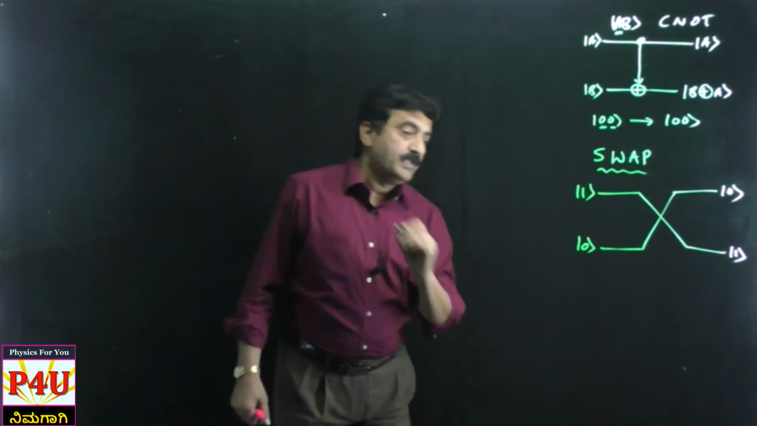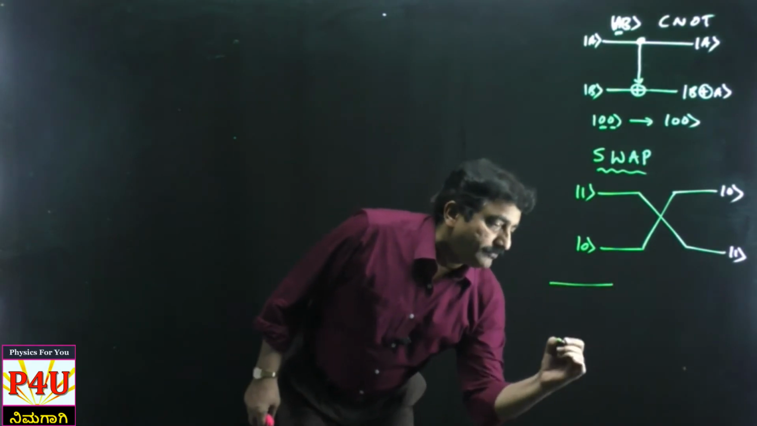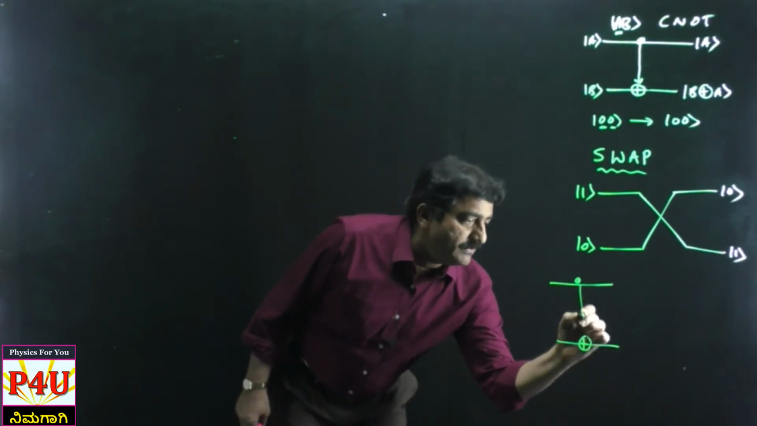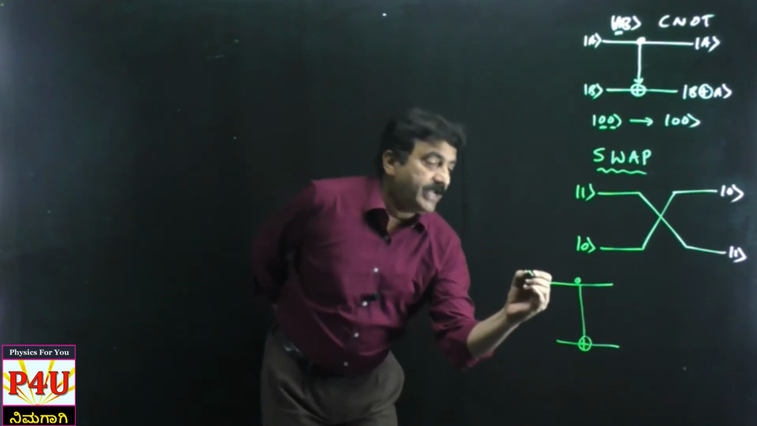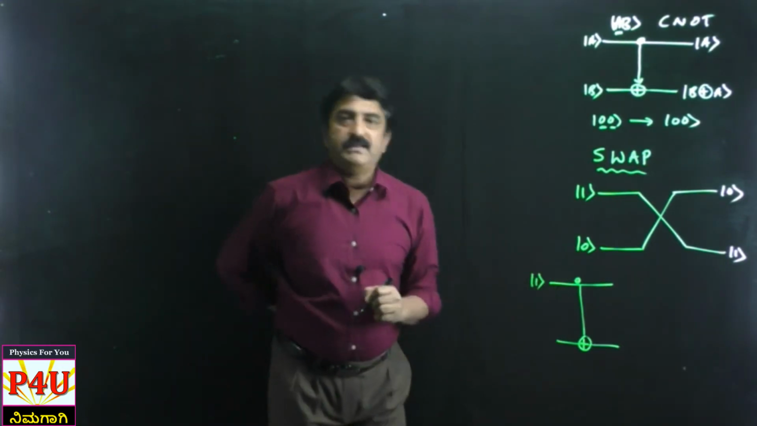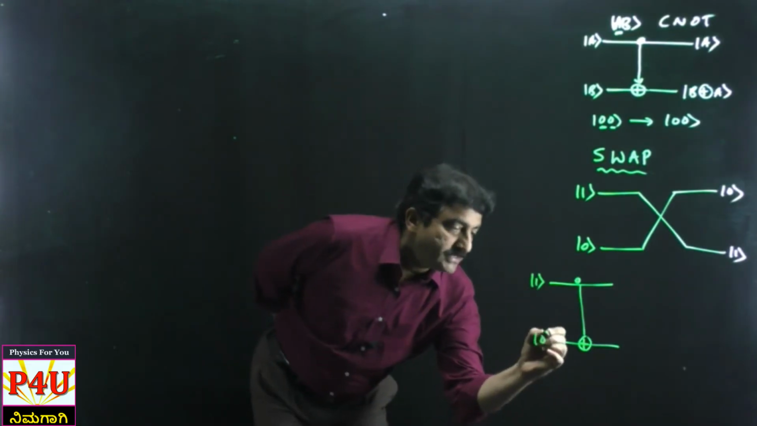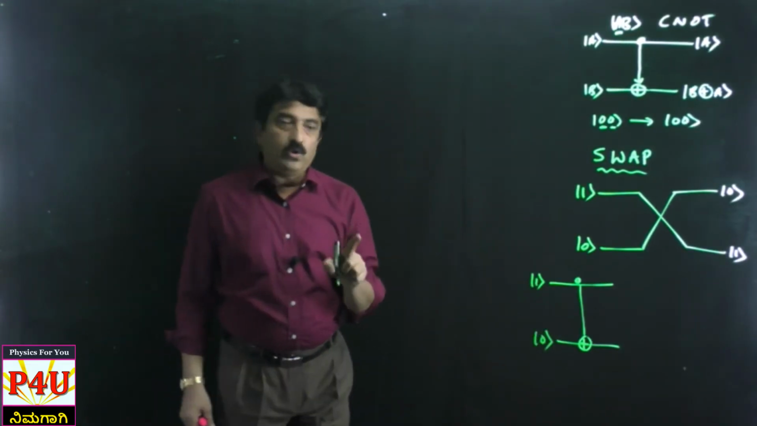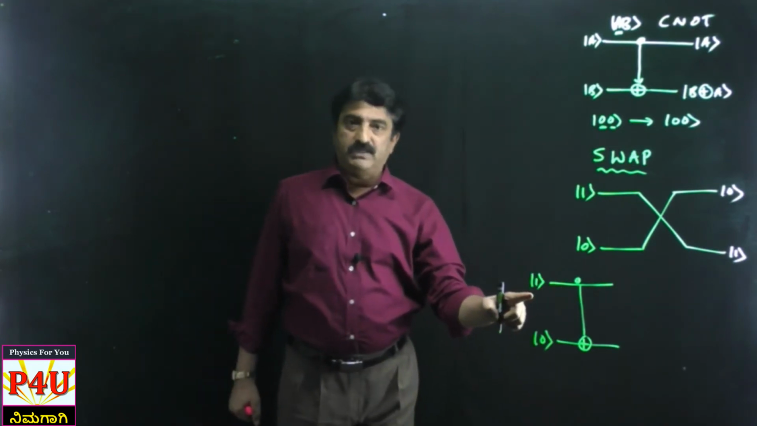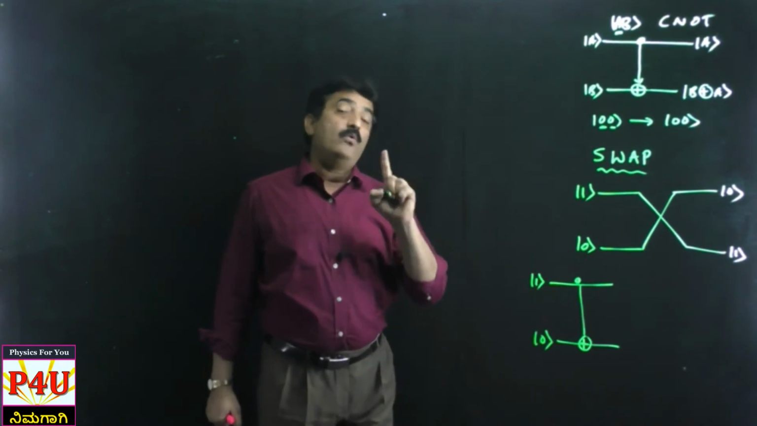How is it done? See, it is like this. First, I have one CCNOT gate. This is the circuit symbol of the CCNOT gate. I take this example only. I take 1 as control, 0 as target. Dear students, you all know when the control gate will work? Only when the control is in the ket 1 state. It will act.